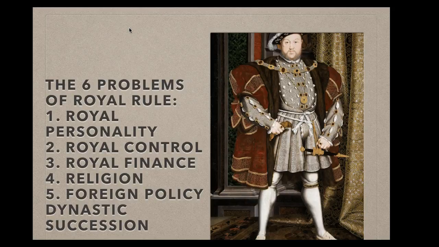So before we do anything, though, I want to look at these 6 problems of royal rule. And these are problems that some historians have identified with royal rule, and in particular the royal rule of Henry VIII, whom you see pictured there. And these 6 problems are the royal personality, royal control or sovereignty, royal finance, religion, foreign policy. Number 6, the number disappeared, but dynastic succession.